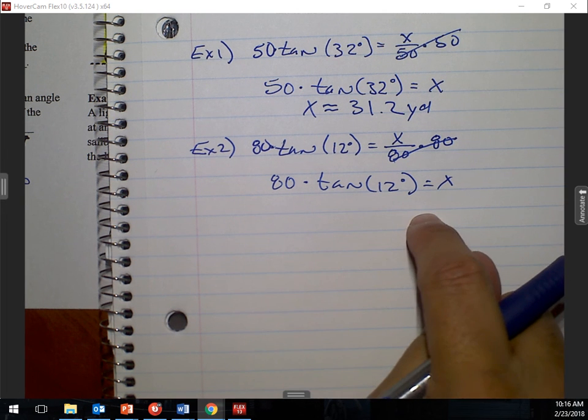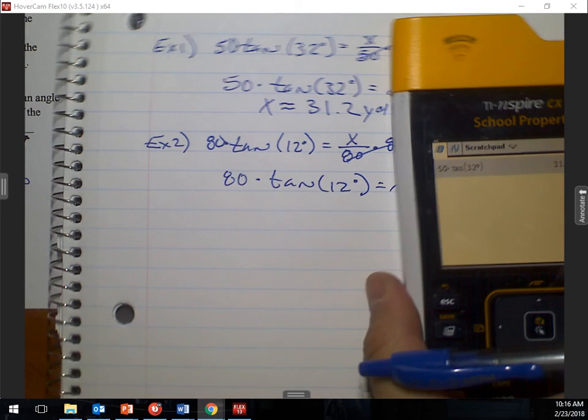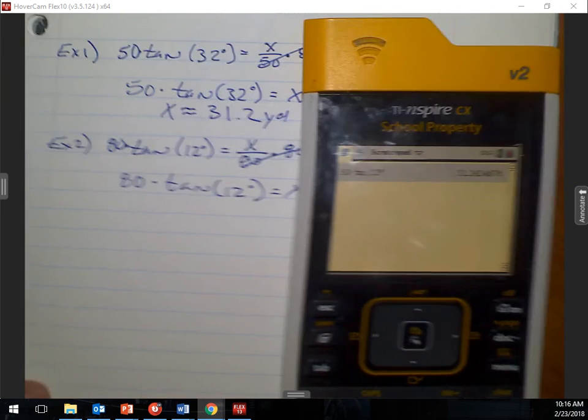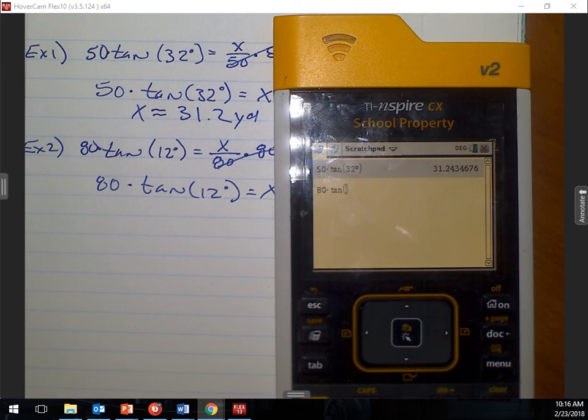Now from here I do what? Plug it in, right? So that person that borrowed that pencil should be using said pencil right now, right? I am using said pencil. So let's see, 80 times tangent 12. There we go. Hit enter.